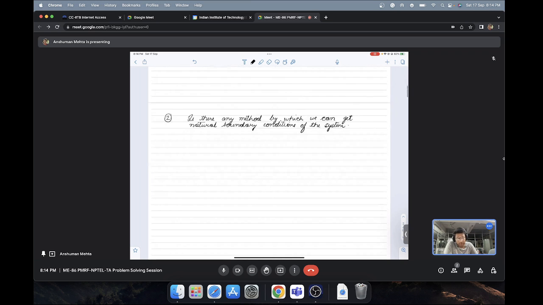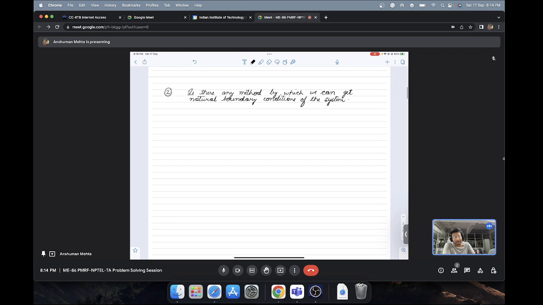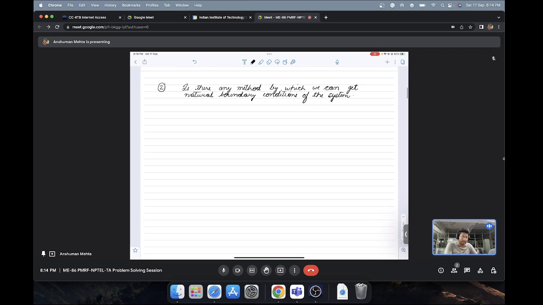Okay, so this was the first question. Then the second question was, is there any method by which we can get natural boundary conditions of the system? So yes, there is one more method, actually there are many methods, but one method which you have studied from the 9th, 10th, 11th, 12th class is called Newton's law.